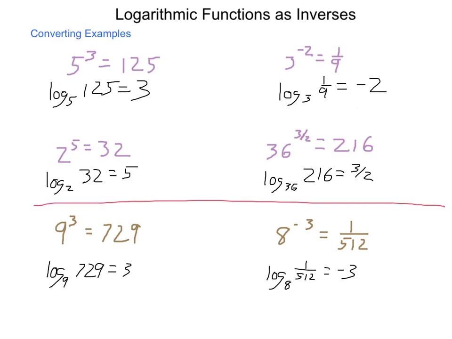And here are those answers. 9 to the third power is 729, so log base 9 of 729 equals 3. Our exponent is the answer. Our bases stay the same. Now log base 8 of 1 over 512 equals negative 3 is the conversion from 8 to the negative third equals 1 over 512. So being able to move back and forth between these is a helpful and useful tool.